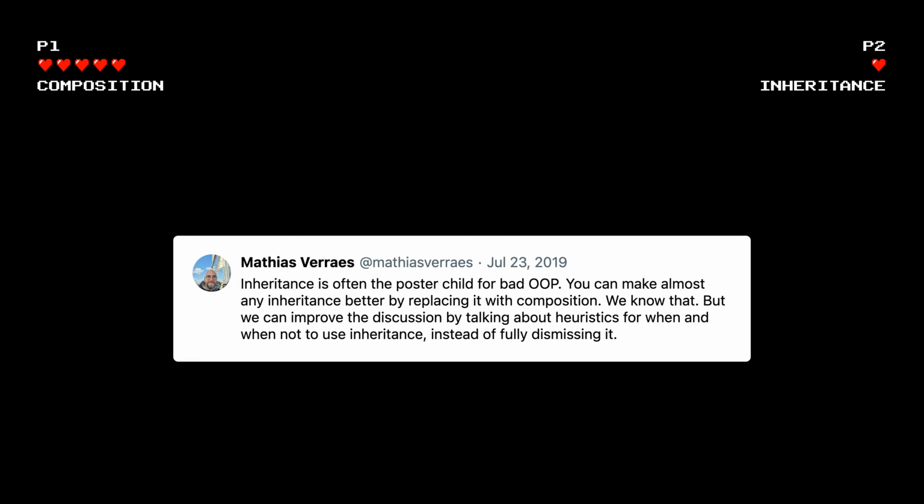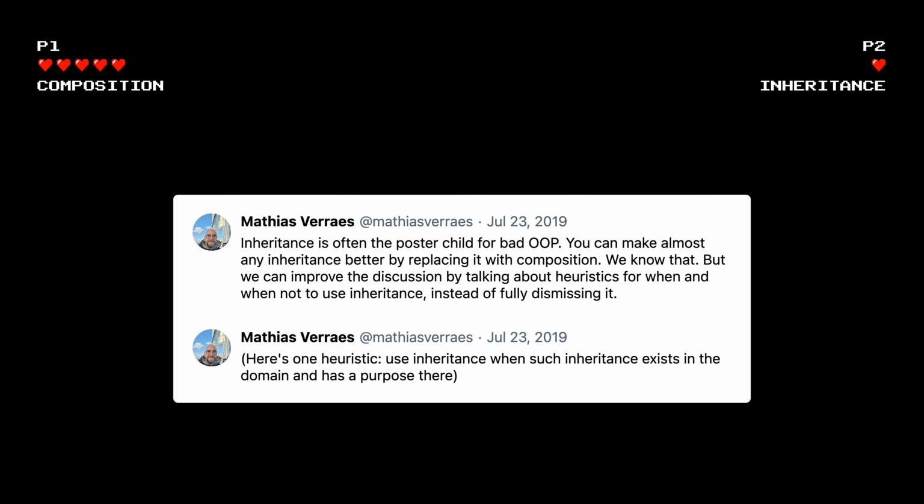Inheritance is often the poster child for bad object-orientated programming. You can make almost any inheritance better by replacing it with composition. We know that. But we can improve the discussion by talking about heuristics for when and when not to use inheritance instead of fully dismissing it. Here's one heuristic. Use inheritance when such inheritance exists in the domain and has a purpose there.